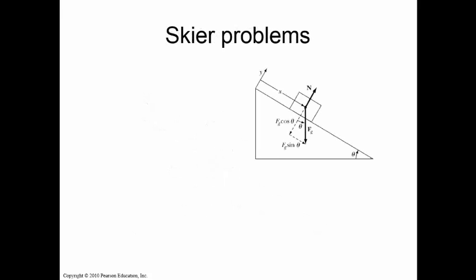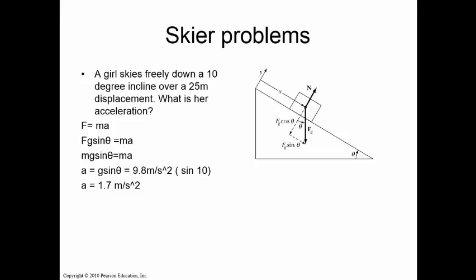Let's look at an example problem. So let's take this exact problem, pretend this is a skier problem. A girl skis freely down a 10-degree incline over a 25-meter displacement. What is her acceleration? When we say freely, we mean there's no friction, and we have no friction drawn in this diagram. So when she slides down the incline, the only force that's causing her to slide down the incline is Fg sine theta. So the force F equals ma that causes her to accelerate is Fg sine theta.